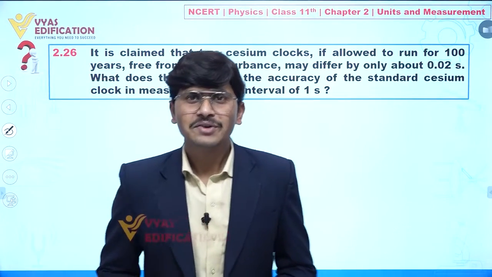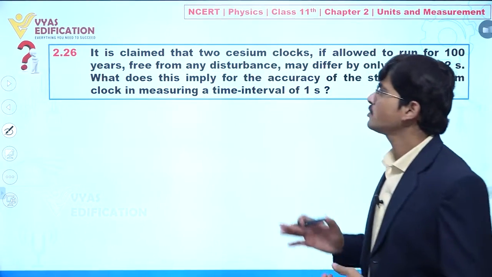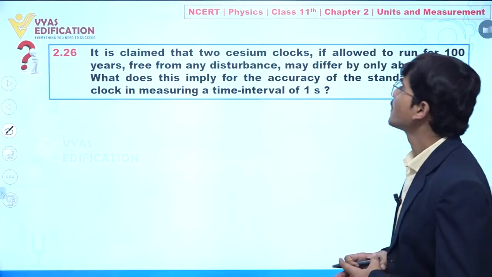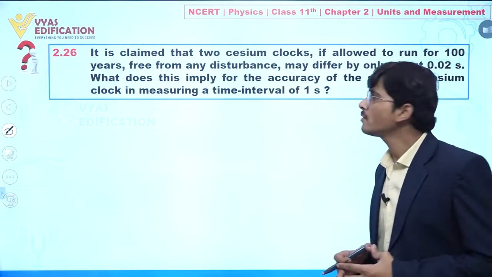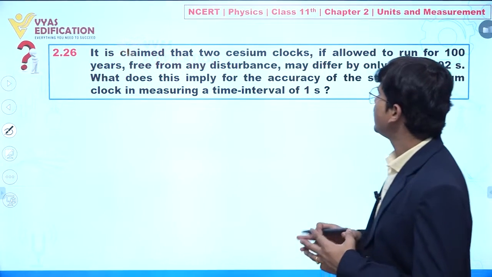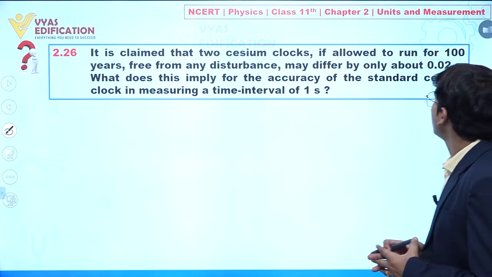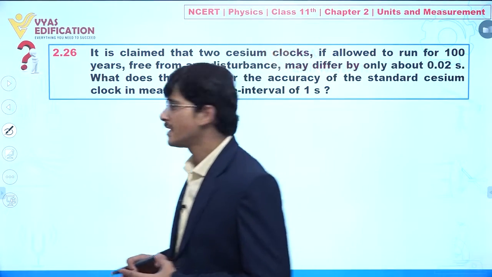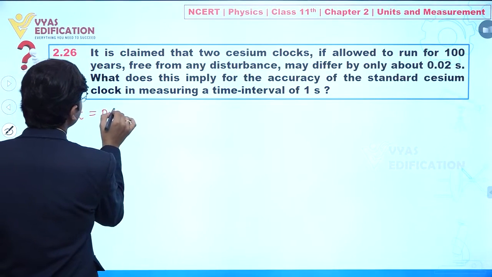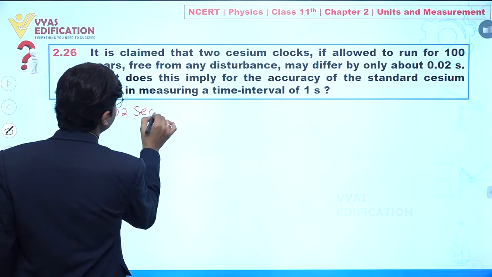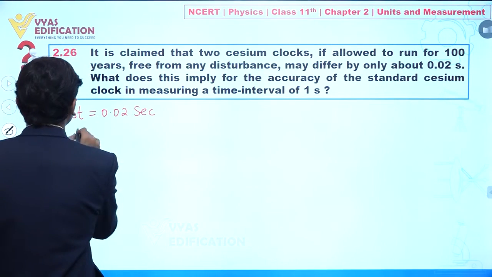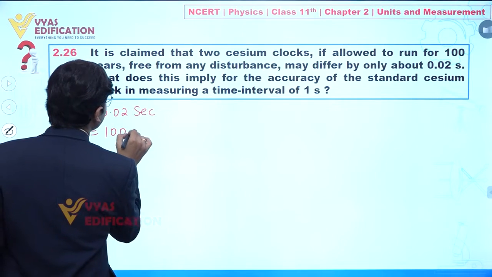Now students, we are going to discuss question 2.26, and in this question it is given to you: it is claimed that two cesium clocks, if allowed to run for 100 years free from any disturbance, may differ by only 0.02 second. So we can write the total difference in time period as 0.02 second. The total time is given as 100 years.